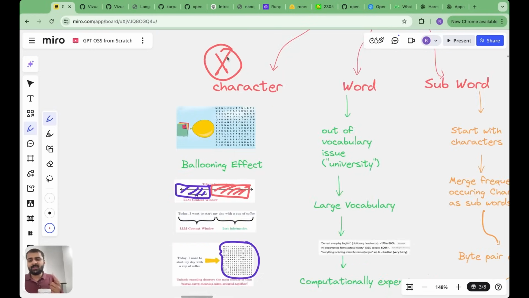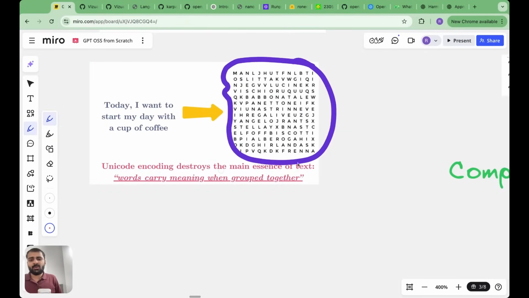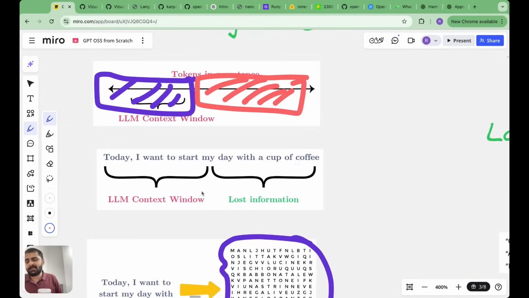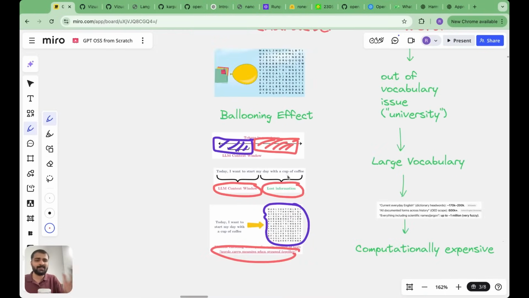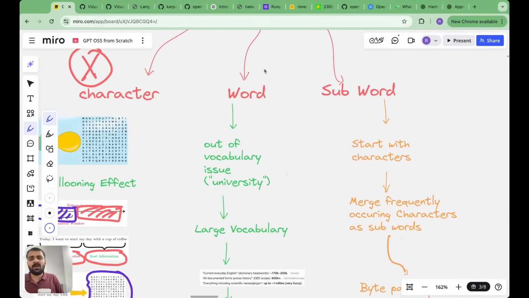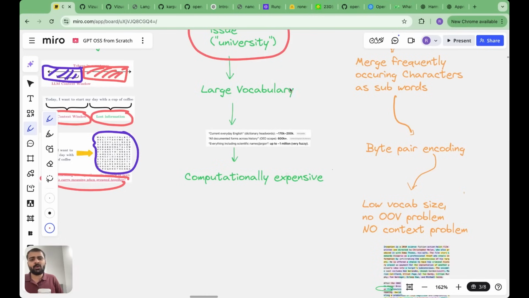It has two major issues. The first is that it destroys the essence of the English language. Words carry meaning when grouped together. The second is that it has context window issues, where the number of tokens just becomes so large that they exceed the context window, and hence there is a lot of lost information, which is not good when you are designing a language model. So character level tokenization has its issues. Word level tokenization has its issues. We saw the out of vocabulary issue. We saw the large vocabulary issue, which is computationally expensive.